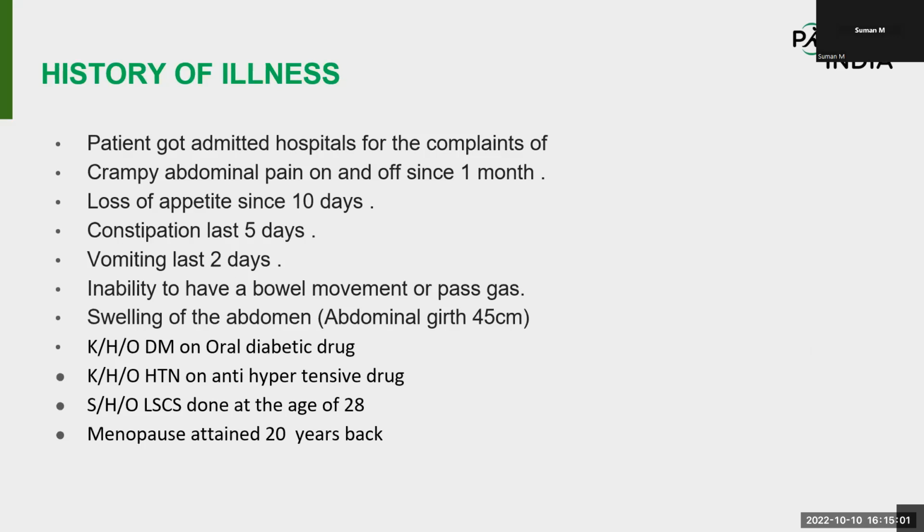History of illness: patient was admitted to hospital with complaints of cramping abdominal pain on and off since 1 month, loss of appetite since 10 days, constipation for 5 days, vomiting for 2 days, inability to have a bowel movement or pass gas, swelling of the abdomen, girth is 45 centimeter. Known case of DM and hypertension on medication. Surgical history was LCS done at age of 28. Menopause attained 20 years back.